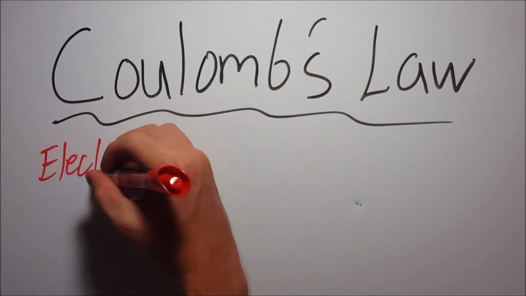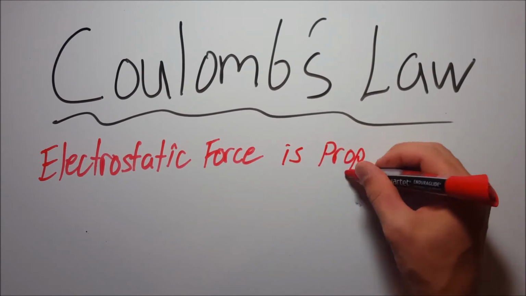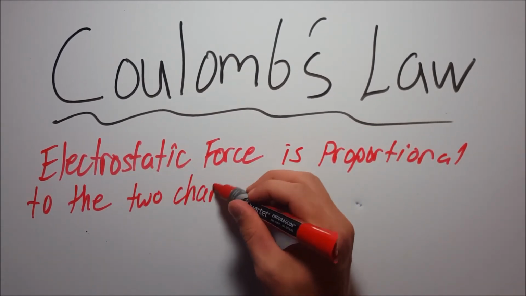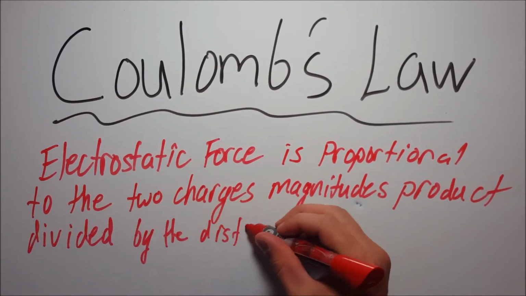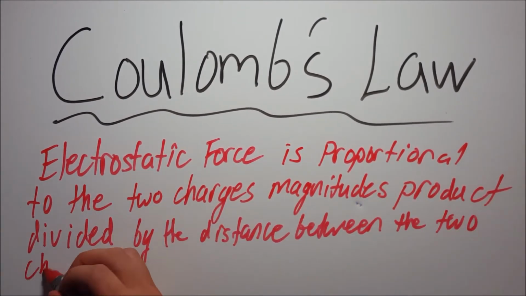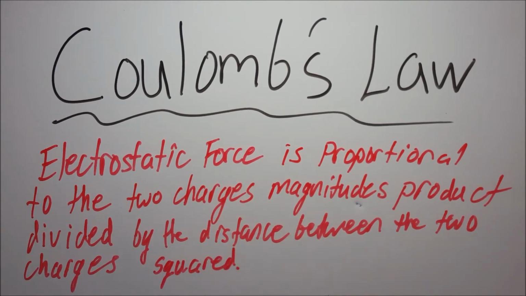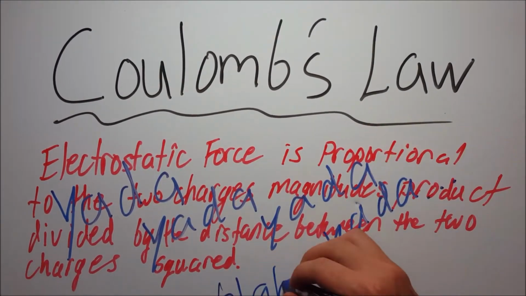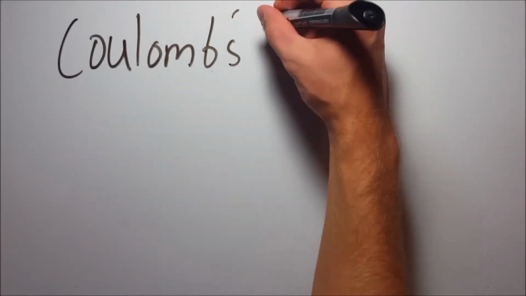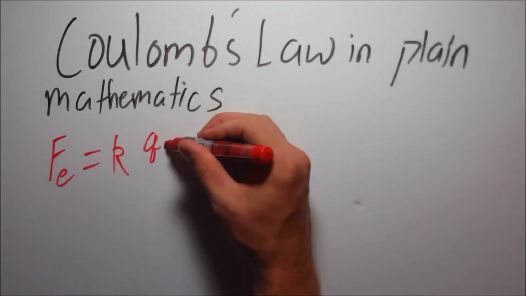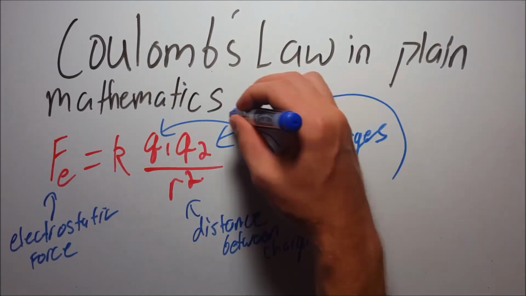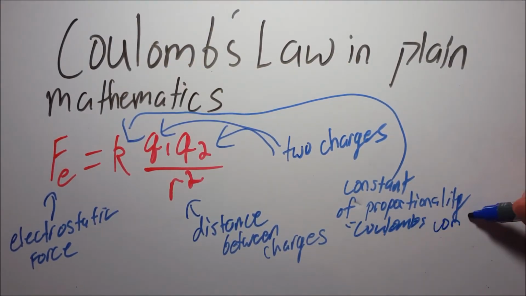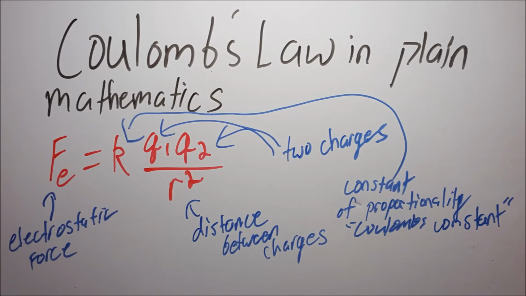Coulomb's law is an equation that states the electrostatic force between two charges is proportional to the two charges multiplied together, all divided by the distance between those charges squared. This is written out as electrostatic force is equal to Coulomb's constant multiplied by the first charge multiplied by the second charge, all divided by the distance between them squared. This law will help us explain the trend.